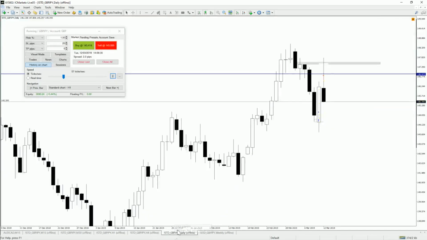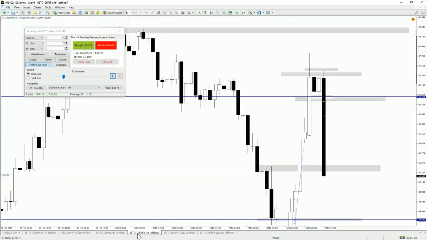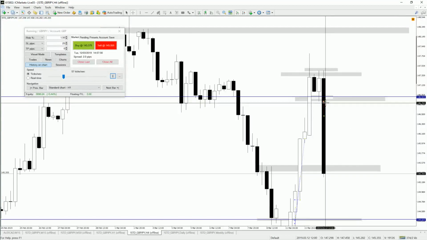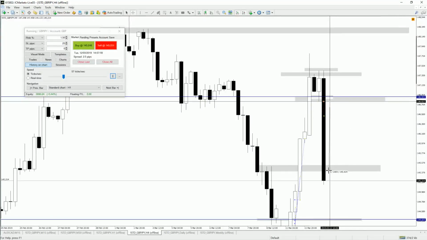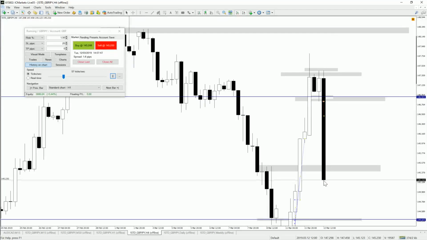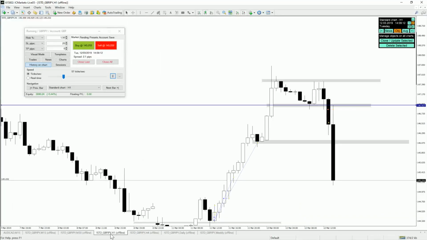Let's take a look on the daily. Daily is just rejecting that area. 4 hour, oh my God, man. 4 hours correcting this whole move, 150, 160 pips. But you know what's happening right now? Price is basically making a low. That's what I think is happening. Price is just making a low at this point.